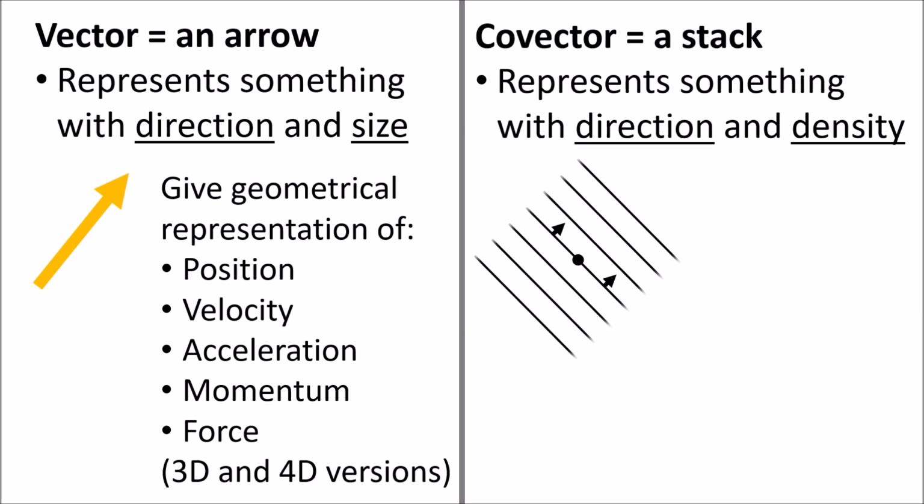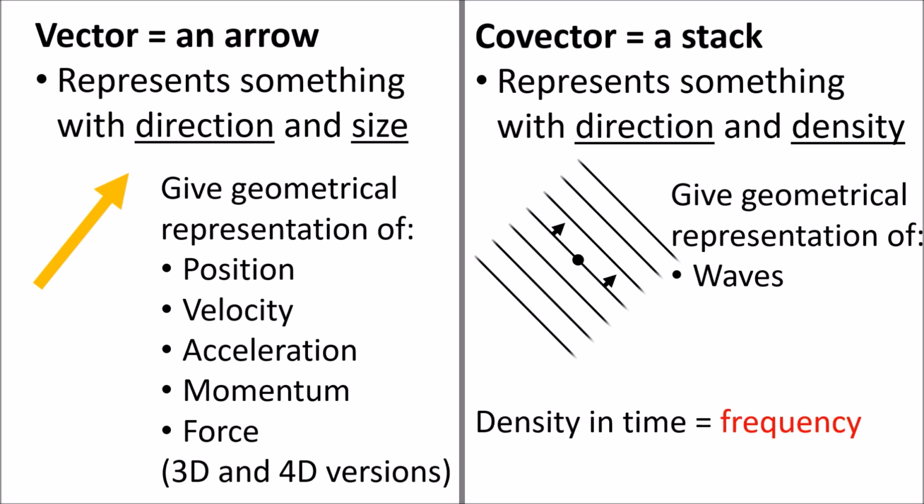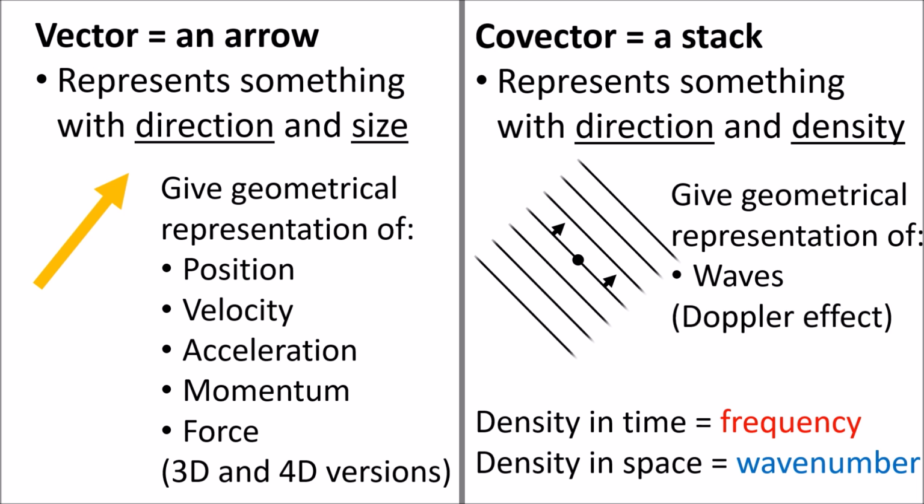In this video, we'll see that covectors can give us a geometrical representation of waves, which basically have a density in time called frequency and a density in space called the wave number. This will help us give a geometrical interpretation of the Doppler effect.